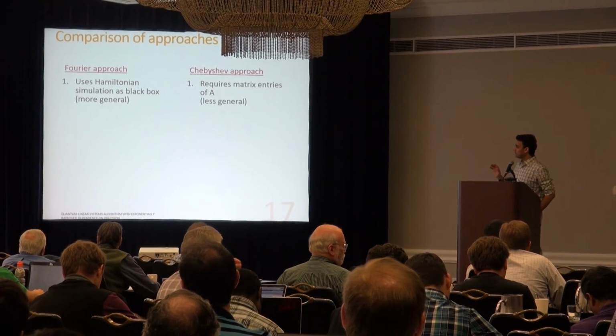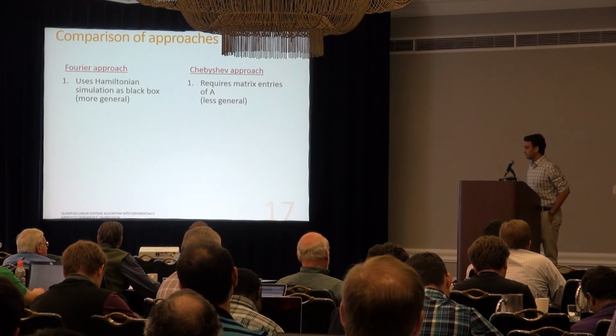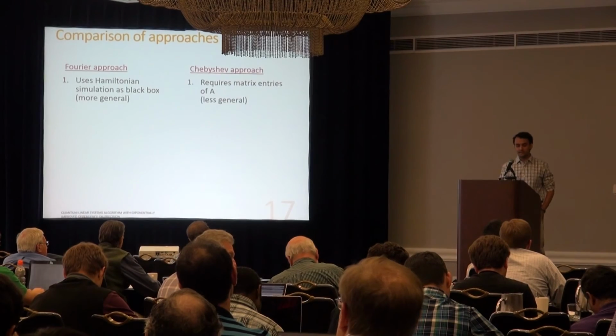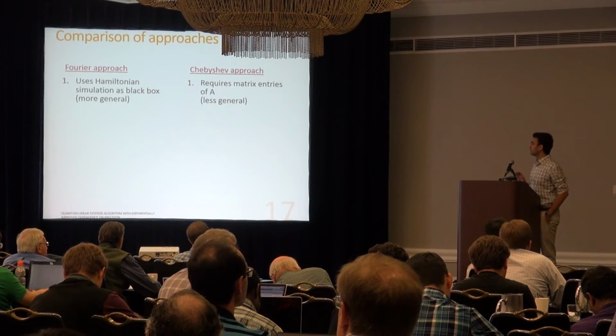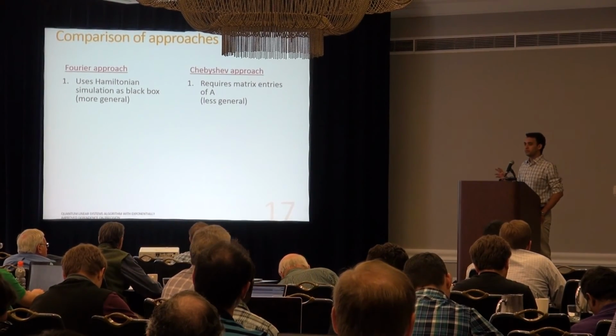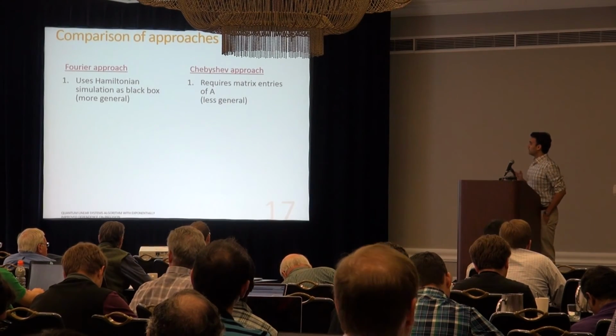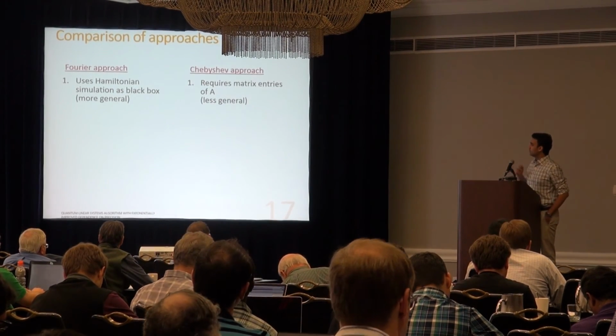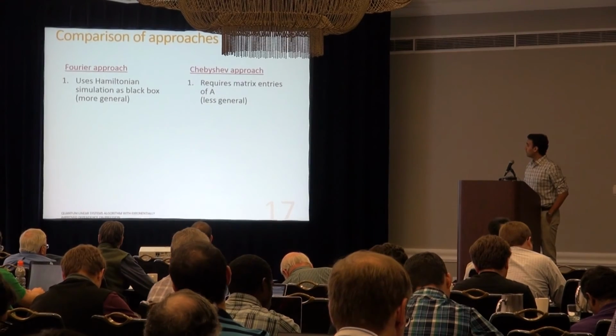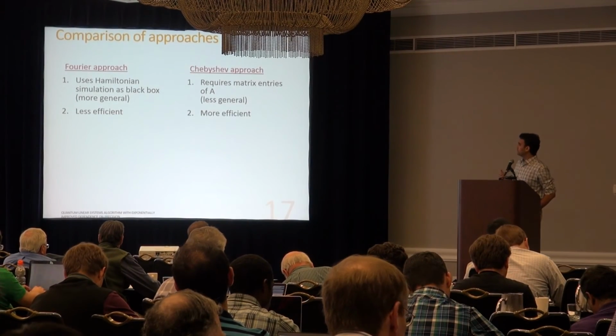So this Chebyshev approach doesn't work at all, but if you have some other way of doing Hamiltonian simulation that does not exploit the sparsity of the matrix, but you're still able to do Hamiltonian simulation, the Fourier approach still works. So if in your application you have this kind of a matrix A, you might want to use this approach. But the downside of the Fourier approach is it's less efficient than the Chebyshev approach.